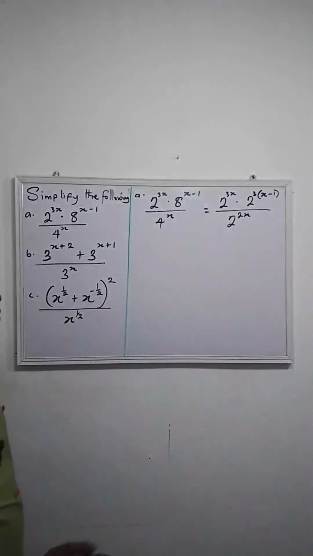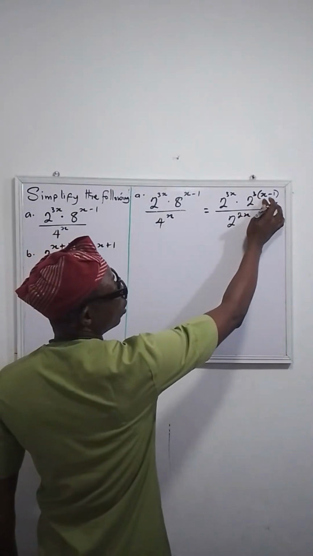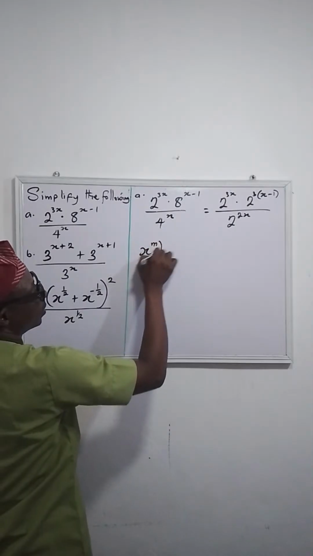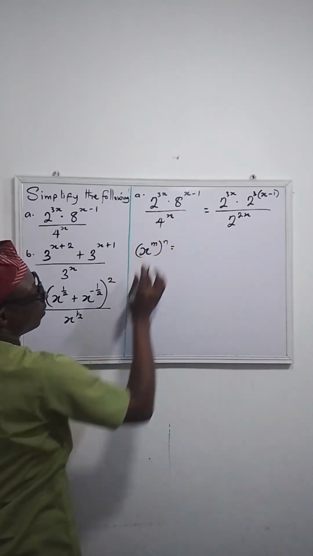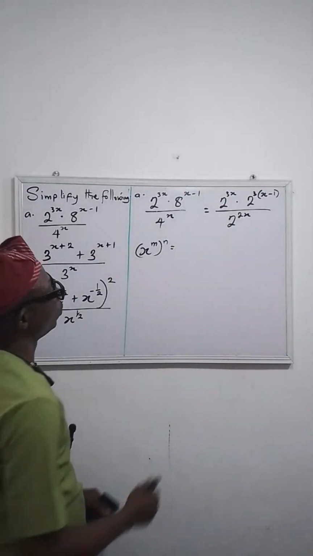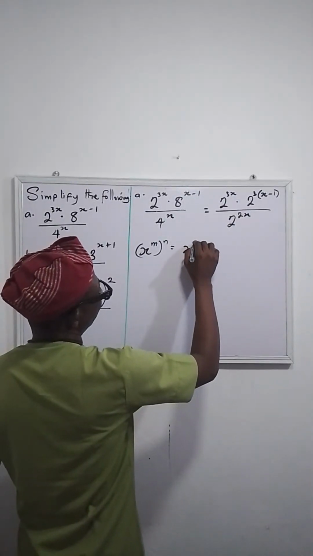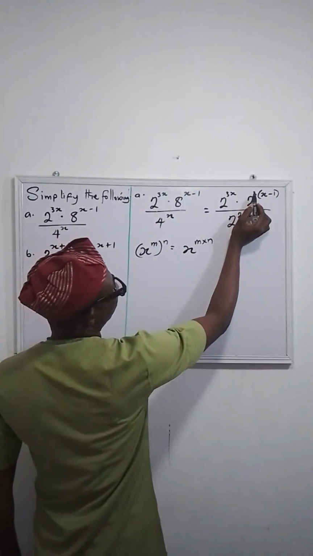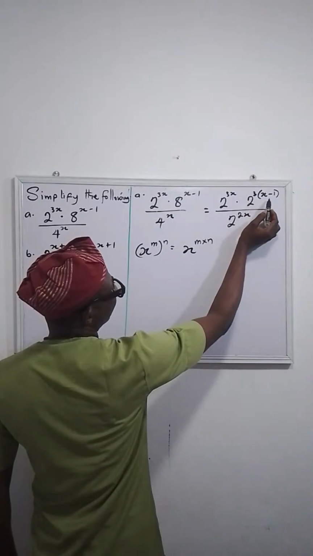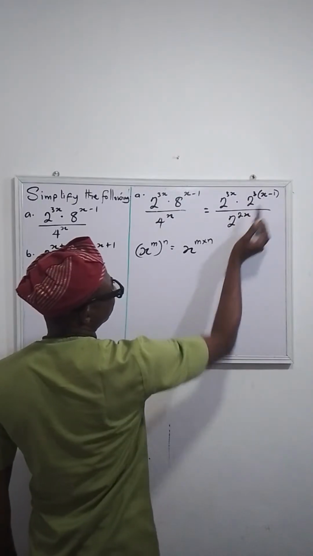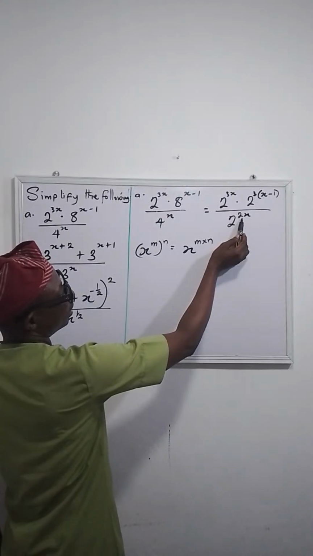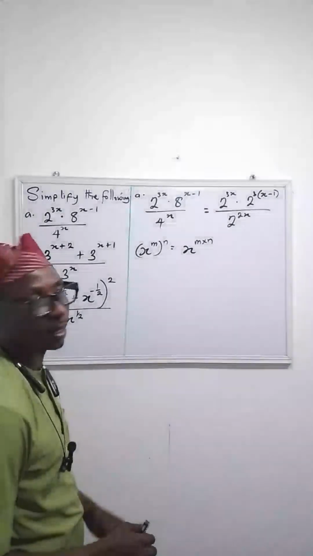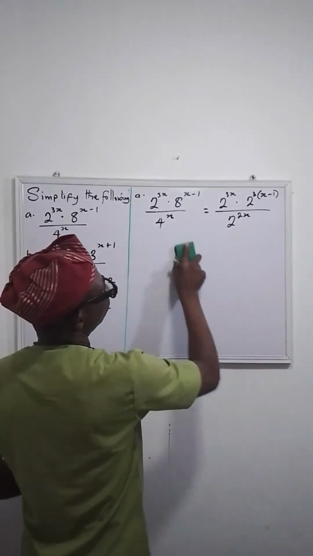Okay, now we are going to be applying one of the laws of indices here. Whenever you have x raised to the power of m raised to the power of n, the powers will multiply each other. So we'll be having x raised to the power of m times n. All right. So in this case here, m is 3 and n is x minus 1. Also here, m is 2 while n is what? x.